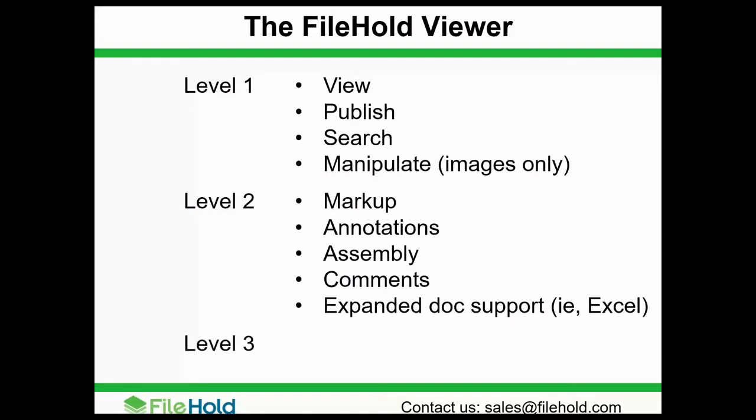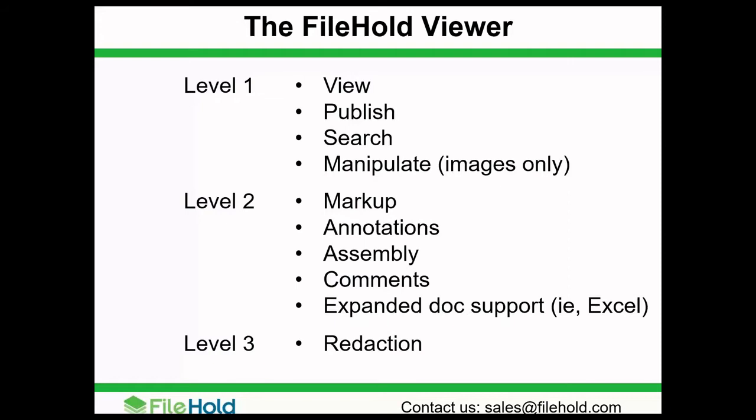The level 3 viewer, which is brand new to FileHold 16.3, allows us to do document redaction. So in order to use redaction, you must first of all have a level 2 viewer. In order to have a level 2 viewer, you need to have a level 1 viewer. But if you're a FileHold user, you've already got the level 1 viewer. So there's no worries there.